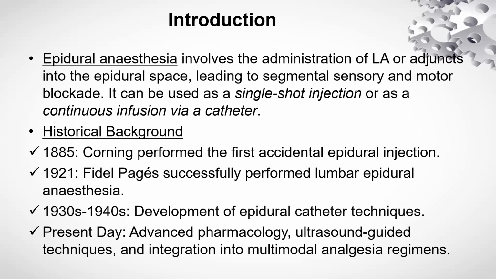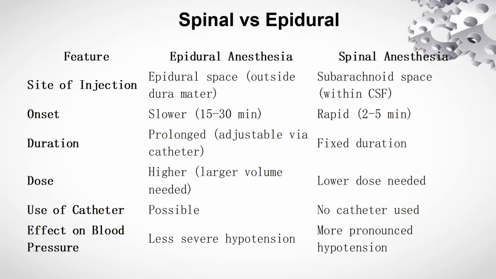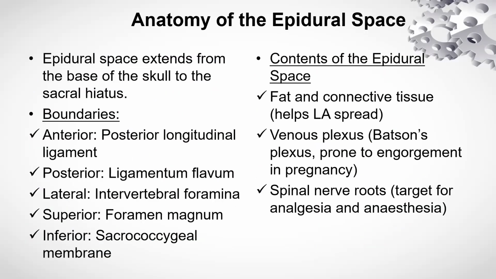So epidural, let's go to epidural. Epidural involves the administration of local anesthetic agent into the epidural space, leading to a segmental sensory and motor blockade. The advantage is that you can give a single shot injection, or you can use a continuous infusion via catheter. This is a slide comparing epidural and spinal anesthesia. So let's look at the epidural space. It actually extends from the base of the skull to the sacral hiatus, and that's why I told you the other time that caudal block is a form of epidural block.